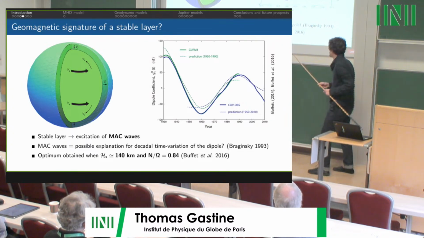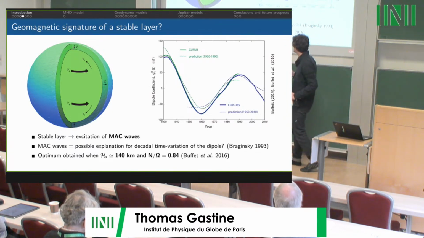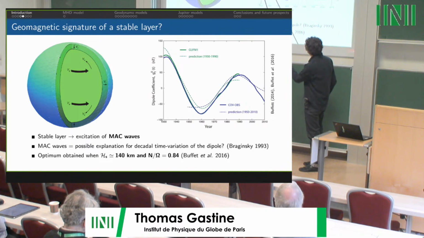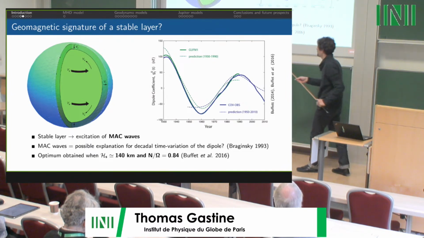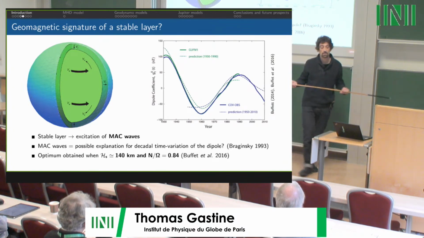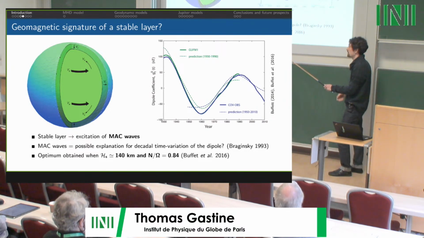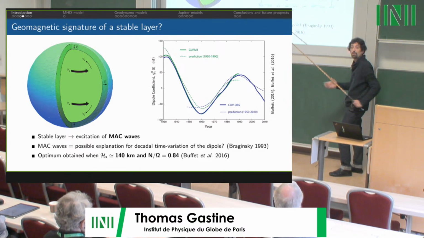More recently, Bruce Buffett showed that you can find an optimal model to explain the variation of the axial dipole at the surface over the last 80 years, if you consider a stably stratified layer with a thickness of 140 kilometers and a moderate degree of stratification, with typically N of order Omega.